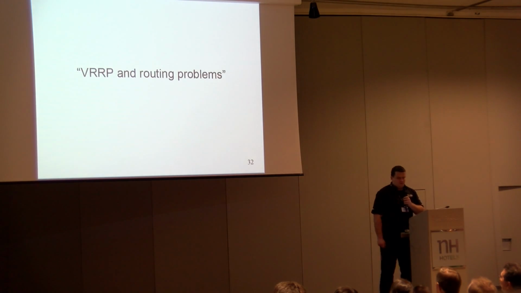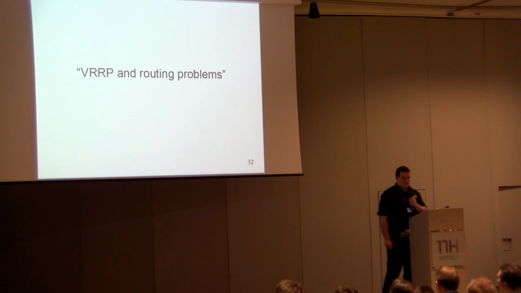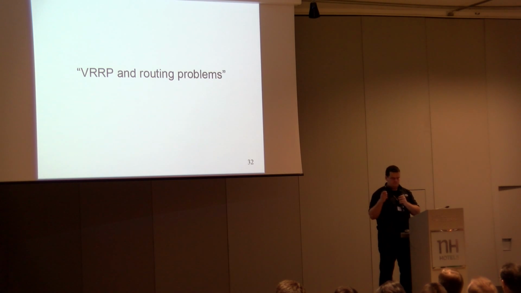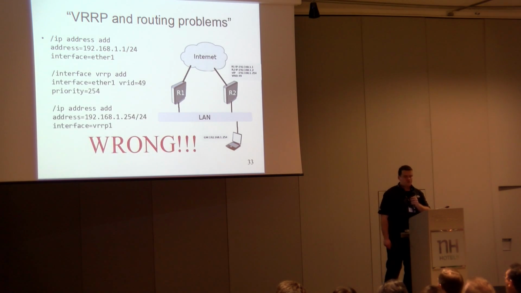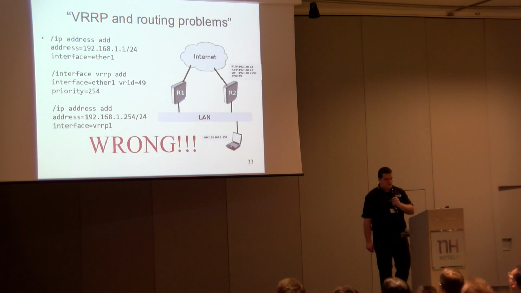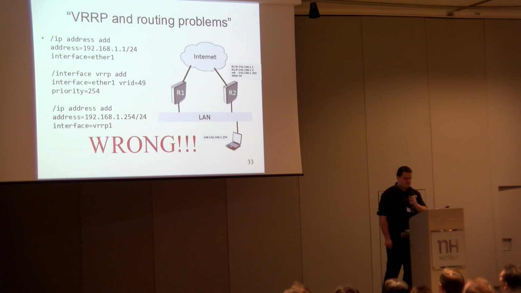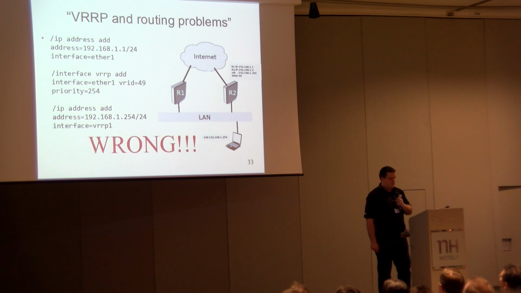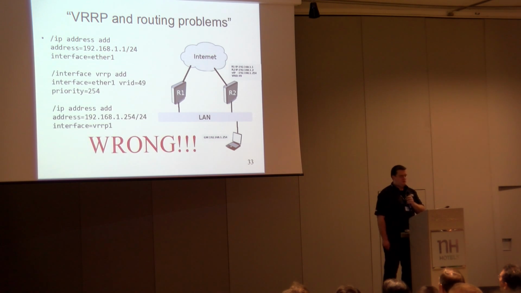Okay, next one, VRRP and routing problems. I will give you a while to take a look at this. So we have an IP address, we have a VRRP interface, and we have an IP address on the VRRP interface. But this configuration is wrong. So any idea what's wrong here?